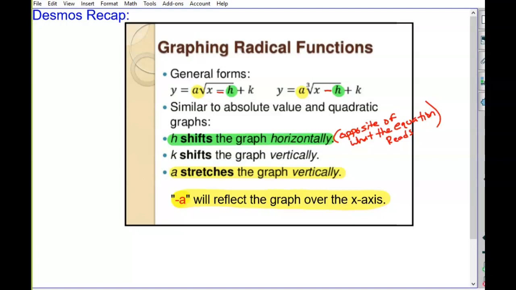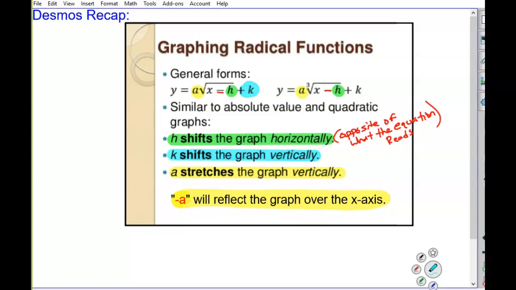So if you see an x plus 5 underneath the root, you're really thinking that's a minus 5. You're shifting to the left 5 units. And again, we'll go over this. But that's the one thing that I feel like students didn't get perfectly from the Desmos activity. And then the k value is friendly. The k value does exactly what you think it's supposed to do.